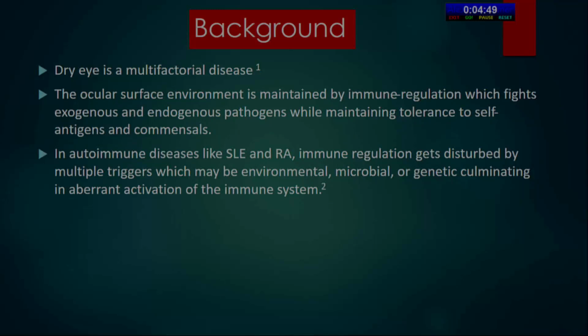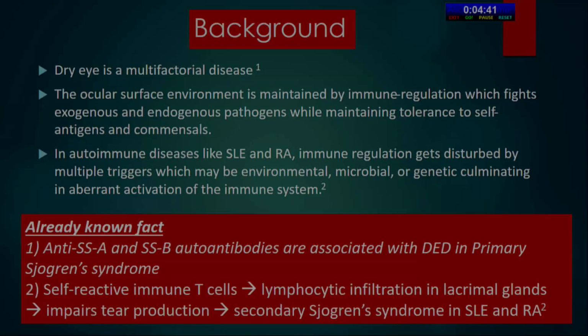As we all know, dry eye is a multifactorial disease and the ocular surface is maintained by a tight immune regulation. In autoimmune diseases, this immune regulation is breached, and autoimmune disease has two types of dry eye, which could be primary Sjogren or secondary Sjogren. In primary Sjogren, it's associated with anti-SSA and SSB autoantibodies. In secondary Sjogren's, we suspect self-reactive immune T cells, which cause lymphocytic infiltration in the lacrimal glands, which impairs tear production and results in dry eye.